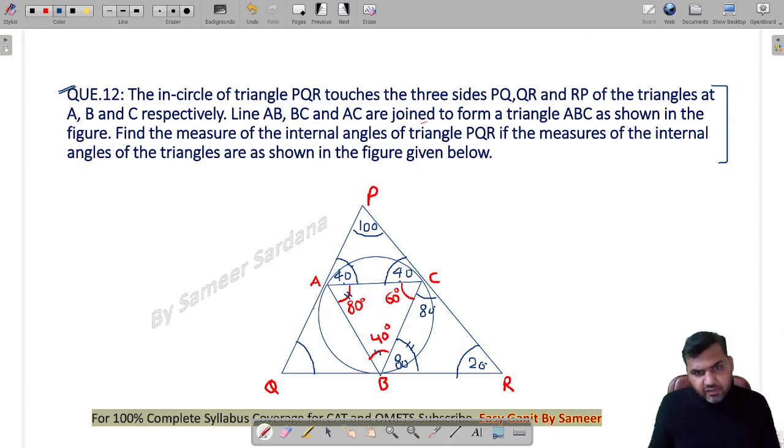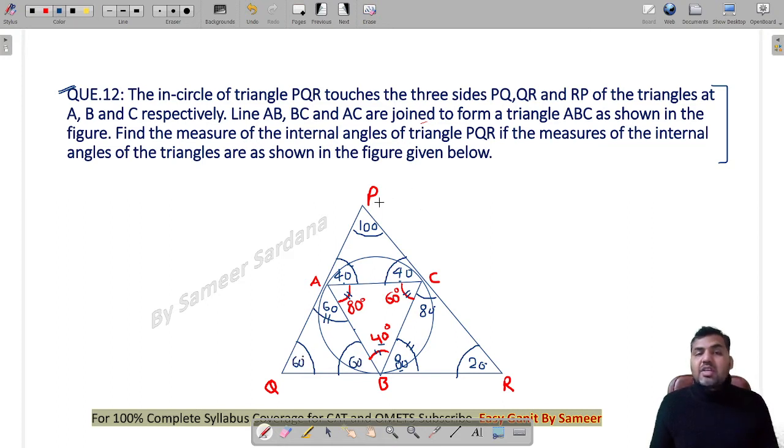Now, if I have to look at this angle, this is the angle between the chord AB and the tangent PQ. And this angle will be same as the angle made by this chord in the alternate segment, which is 60 degree. So this angle will be 60. Similarly, this is also the angle between the chord and the tangent, or you can say that this is 40, this is 80, so this has to be 60. So this angle will finally be equal to 60 degree.